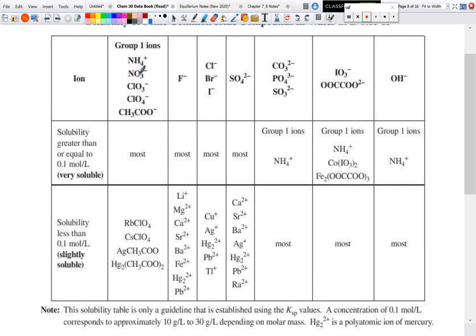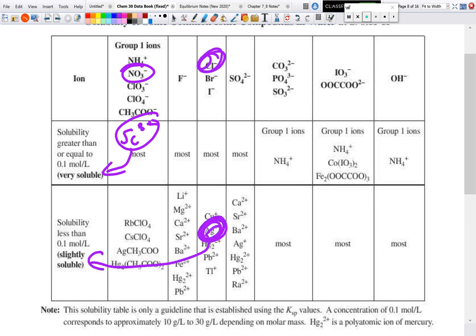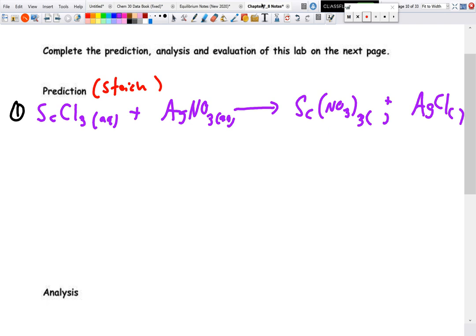So first I'm going to check scandium nitrate. Our nitrate is right here. Most things are soluble. We'll notice scandium nitrate does not go up here. So scandium nitrate is very soluble. Awesome, so that is aqueous. Our next one, we had silver chloride. Our chloride ion is right here, and silver ion is down here, meaning it is slightly soluble or solid. So the combination of silver and chlorine is going to be our precipitate. So scandium nitrate is aqueous, and silver chloride is solid.